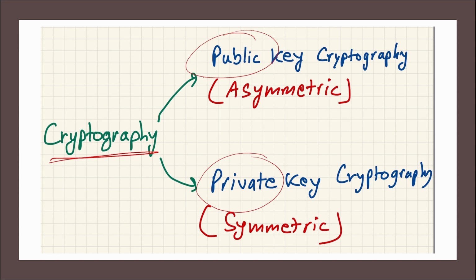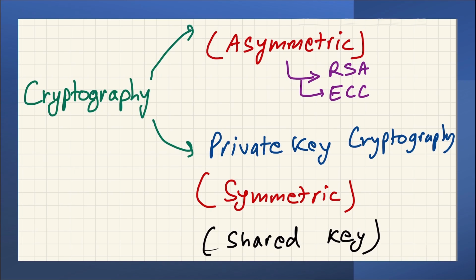This public key cryptography is also known as asymmetric key cryptography, and this private key cryptography is also known as symmetric key cryptography. Some examples of asymmetric or public key cryptography are RSA, ECC, etc. And similarly, private or symmetric key is also called shared key cryptography. An example is the DES algorithm.